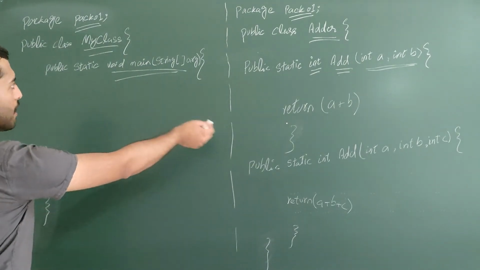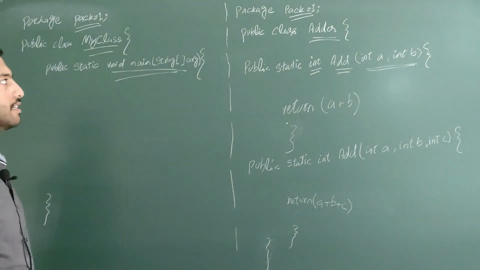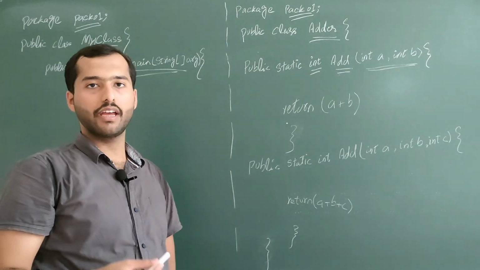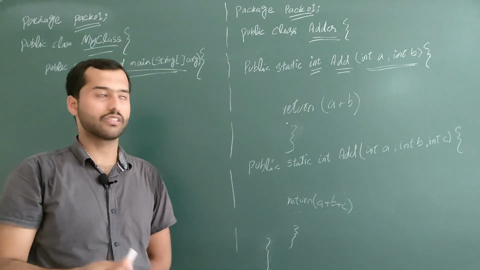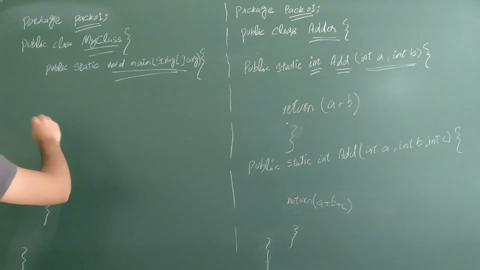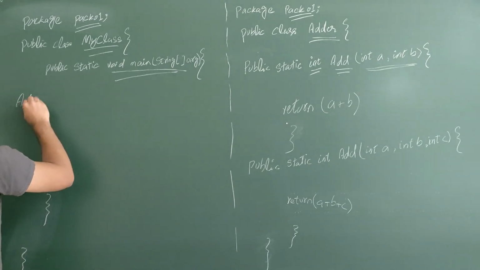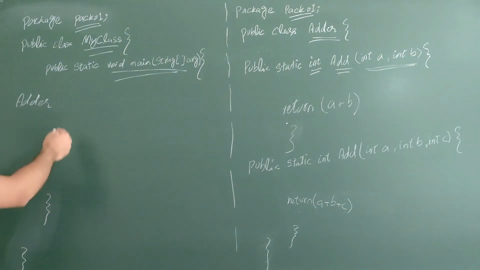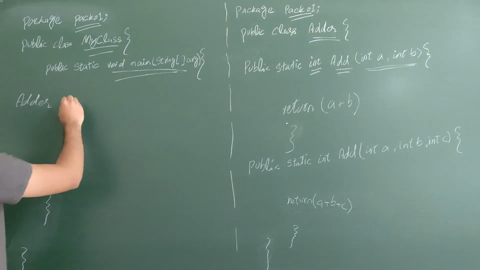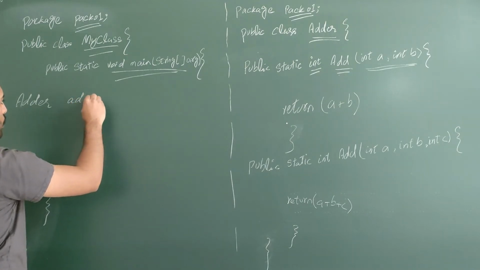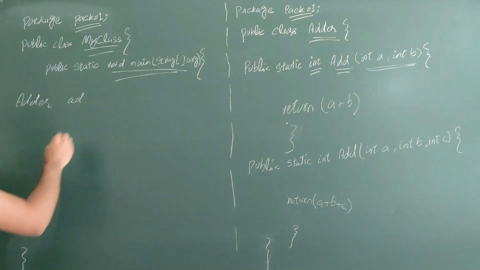So let me call these methods here. Now to call these methods, first of all I have to create the object. You can also say an instance. For that, first I will write the class name, that is Adder. After that I have to give a name to this object, so for example AD. Let's suppose just give the name AD.